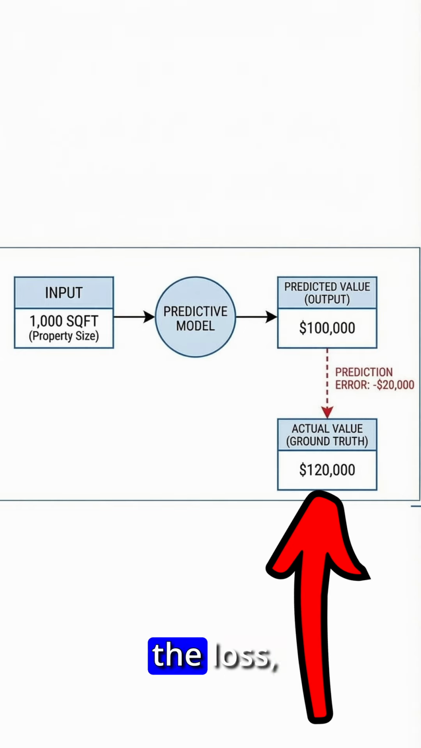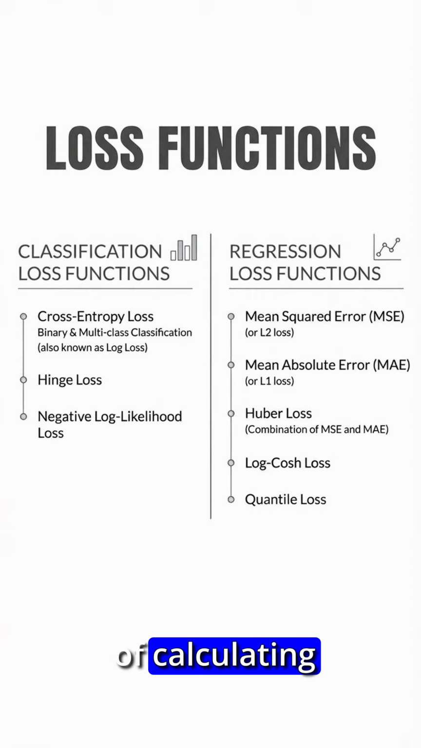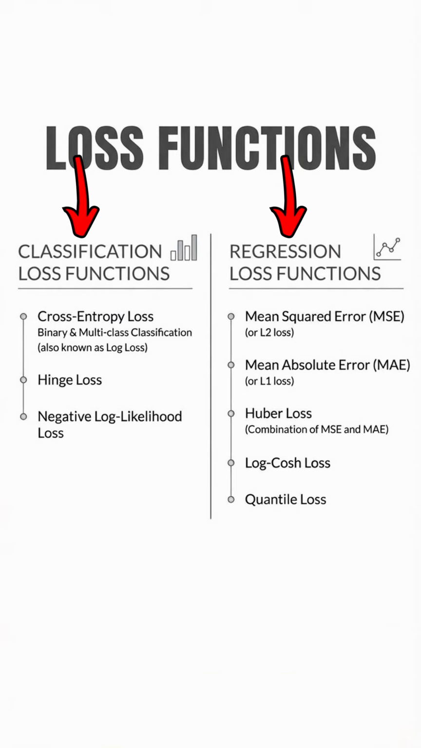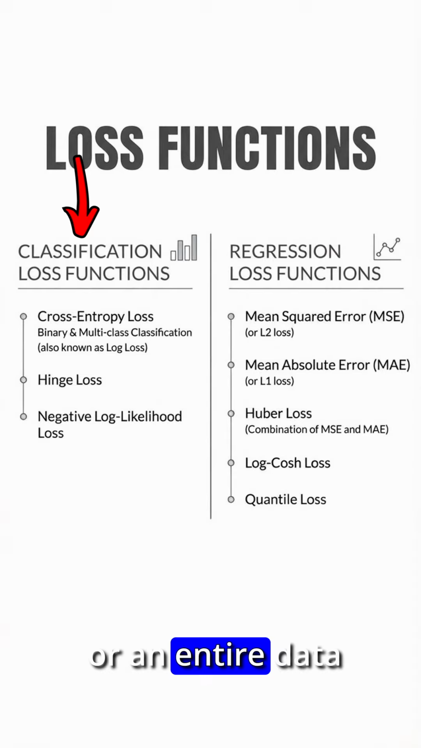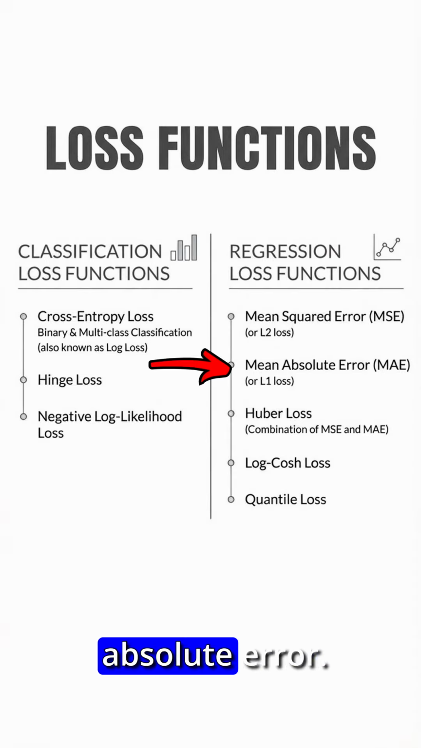Now we want to calculate the loss, aka the error of this model. There are multiple ways of calculating the loss. The choice of loss function is dependent on what kind of problem it is, regression or classification. Usually the loss is calculated as a sum in a batch or an entire data set. We will be using a common loss function for regression called mean absolute error.